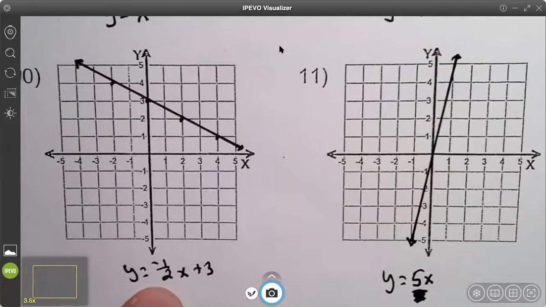When the numerator is smaller, it's a shallower slope. When the numerator is bigger, it's a steeper slope.